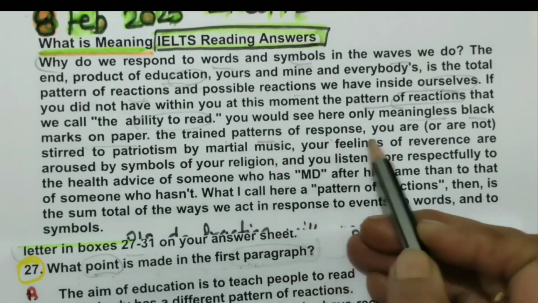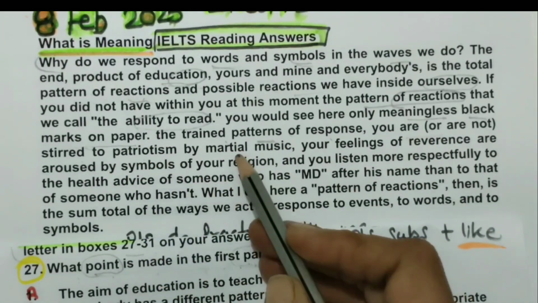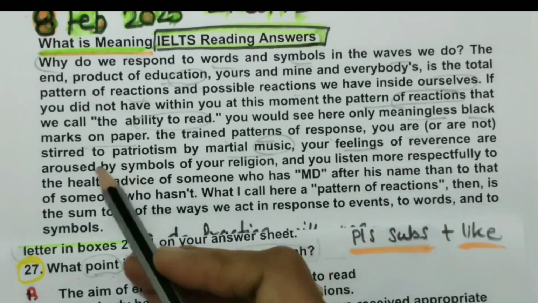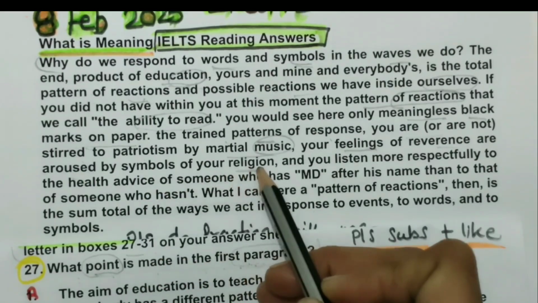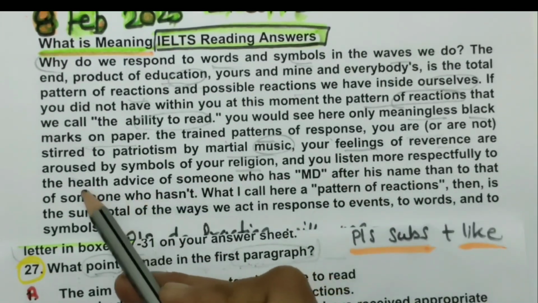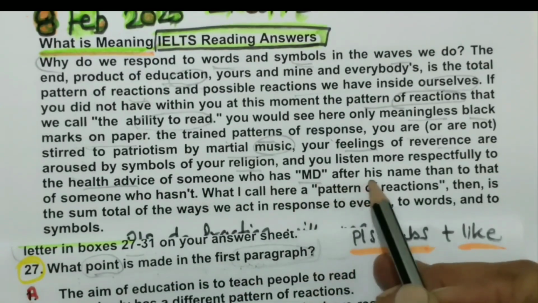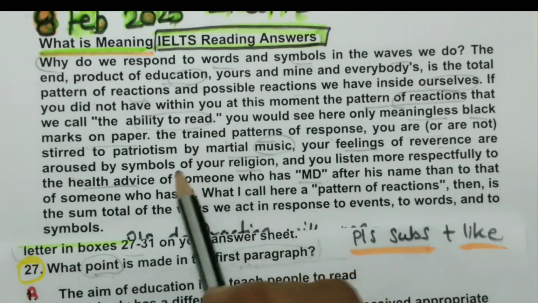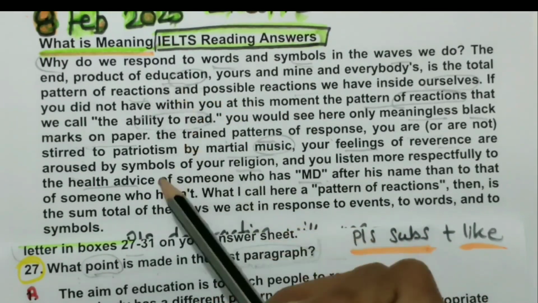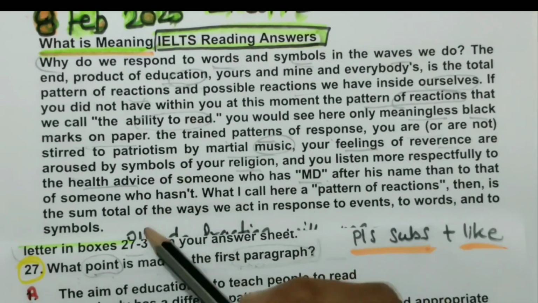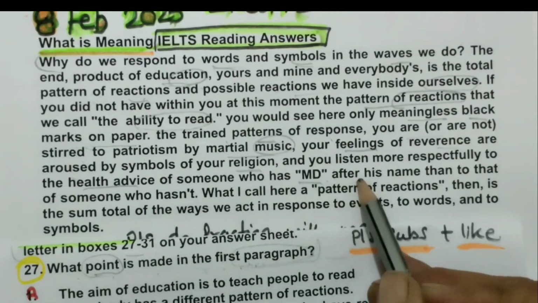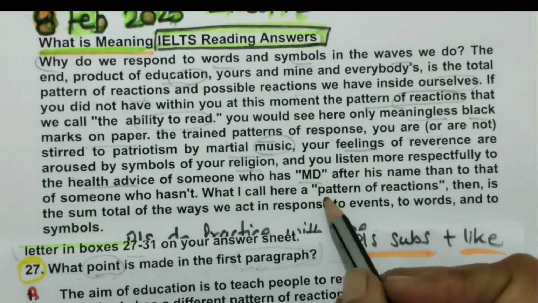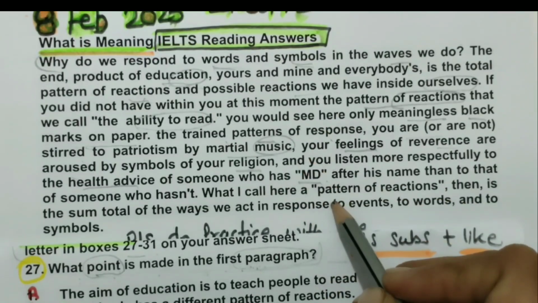The trained patterns of response: you are stirred to patriotism by martial music. Here music is also, they are talking about feelings, reverence, aroused by symbols of your religion, and you listen more respectfully to the health advice of someone who has MD after his name, meaning doctor, than to someone who hasn't. So many examples they are talking about here. Education also, music also, reaction also. So the end sentence is also important to read, because when the paragraph is concluding, maybe there is an important message.